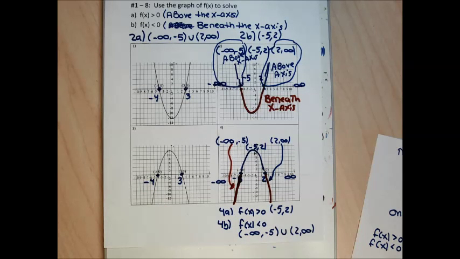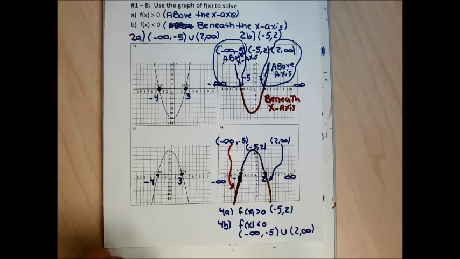So there's nothing really to do for the first 8 problems other than look at the graph and figure out the regions where the y's are positive and figure out the region where the y's are negative, and then write those in your answer.